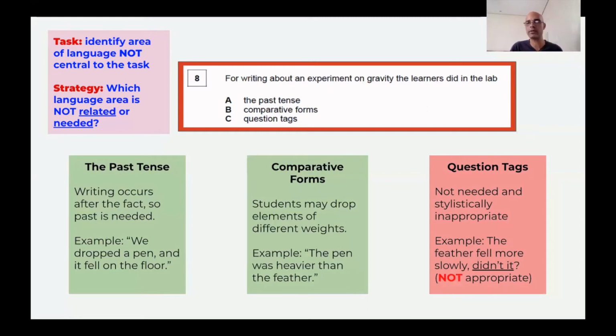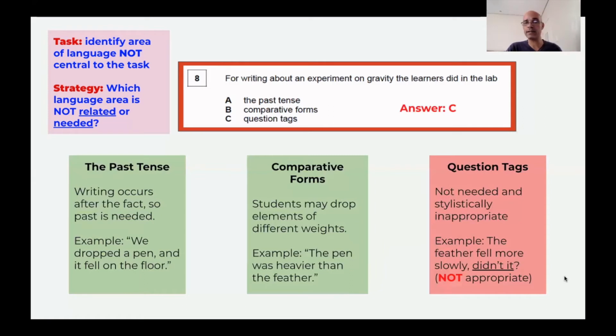Question tags are really important when you're writing dialogues or interactions among people in which they're asking each other things and confirming things. If you look at the style of this writing task, they're writing a report, they meaning the students. In this case, students will not need to use question tags because they're not stylistically appropriate for this task. Students would never write something, as you can see in the example here, the feather fell more slowly, didn't it? That's not really appropriate for this type of document. And this is why for question number 8, the answer is letter C.